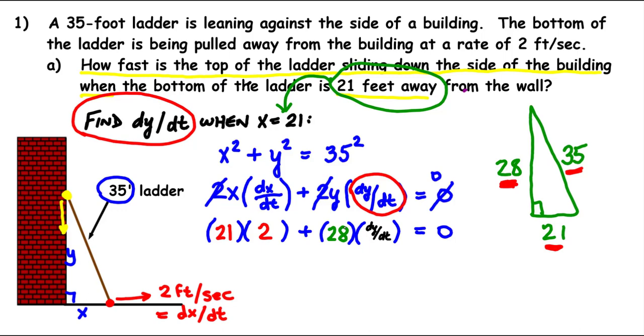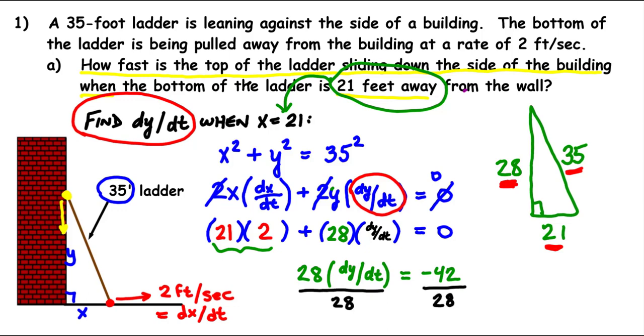All right, so let's see what we have. 21 times 2, of course, is 42. And that's equal to 28 dy/dt. Let's go ahead and rearrange this. I'm going to subtract 42 from both sides and then rewrite this. And dividing both sides by 28 will leave me with dy/dt being negative 42/28ths. We'll go ahead and cancel the 28ths away.